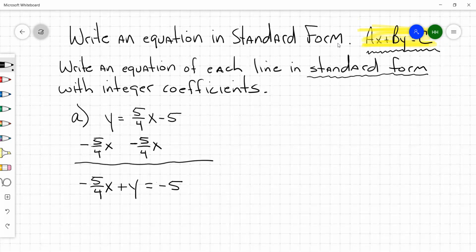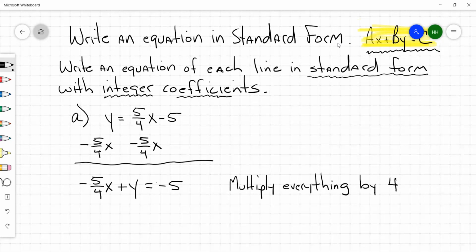And now, since we need to be using integer coefficients, that means we need a counting number in front of all these variables. So since this 5/4 has a denominator of 4, we're going to multiply everything by 4. And we're getting this 4 from right here.